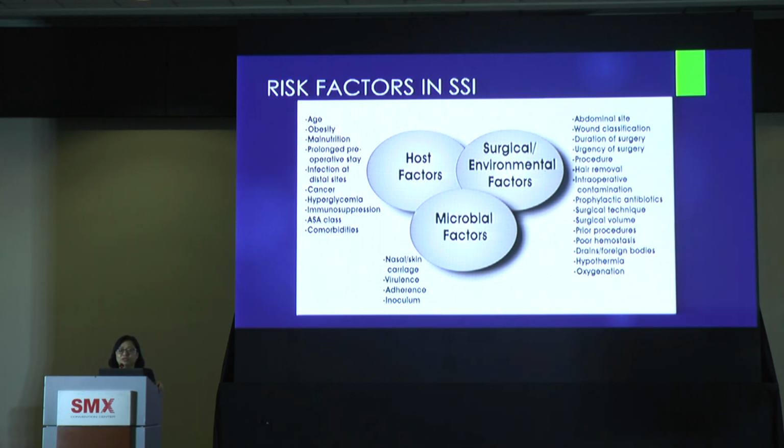For the surgical environmental factors, the abdominal site, because it's the biggest area, is the most common area associated with surgical site infection. Wound classification, the duration, long surgeries and emergency surgeries have a higher risk for surgical infections. The same goes true with intraoperative contamination. The misuse or the not giving of prophylactic antibiotics, surgical technique, that's the surgeon's prerogative, and the surgical volume, and of course, the development of hematomas. So hemostasis is a very important component of surgery. For the microbial factors, I think most of you know this more than us. So it's the nasal carriage with MRSA, adherence and virulence of the inoculum.